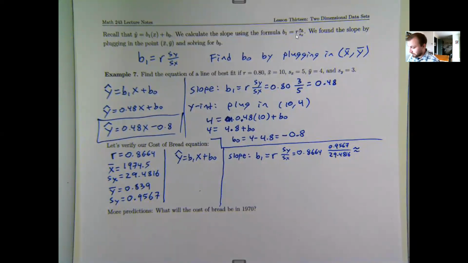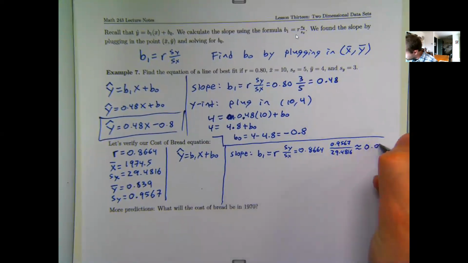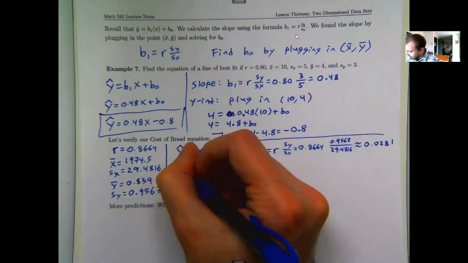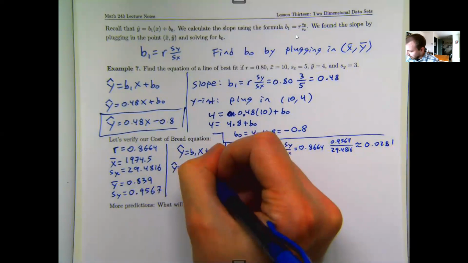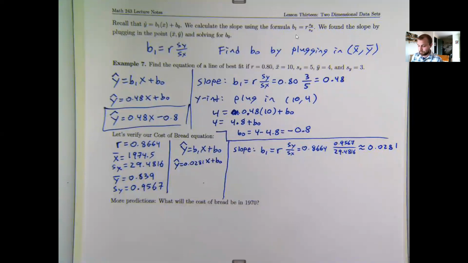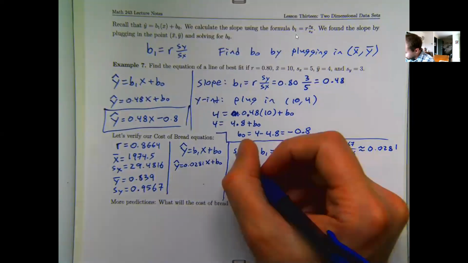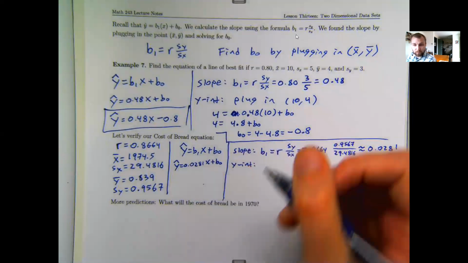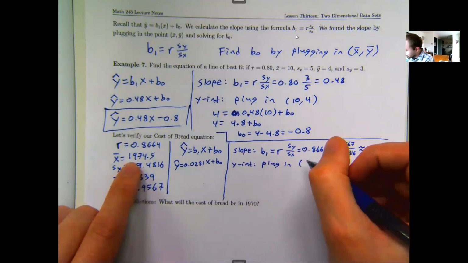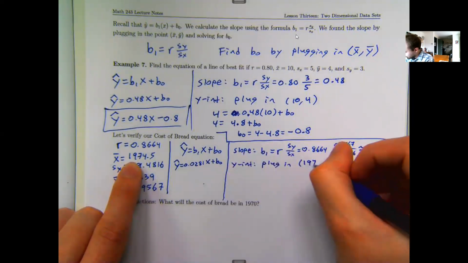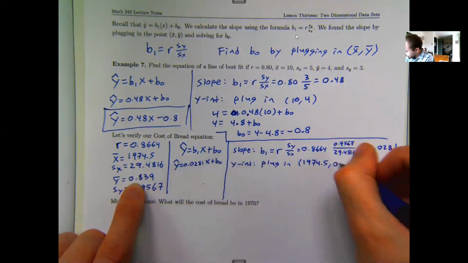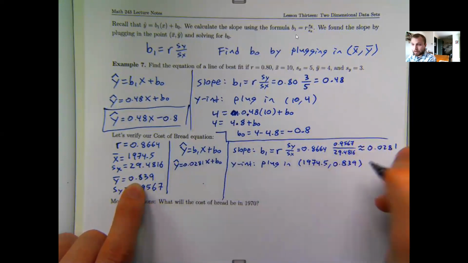And when I typed this in, I got 0.0281 or so. So my equation looks like y hat equals 0.0281 x plus whatever my y-intercept is. To find my y-intercept, I'm going to plug in my averages. I'm going to plug in the average of the x in for the x. That was the average year. And the average of the y in for my y. This is the average cost for bread across all time.